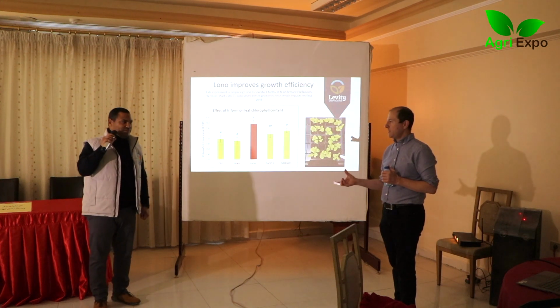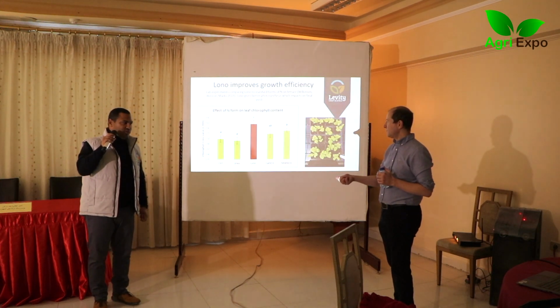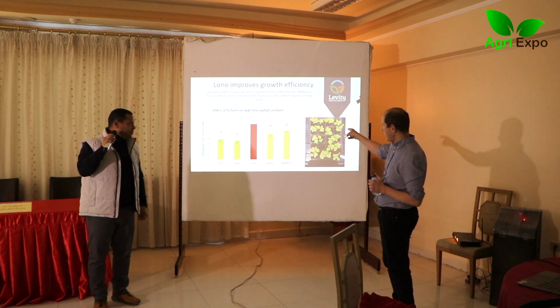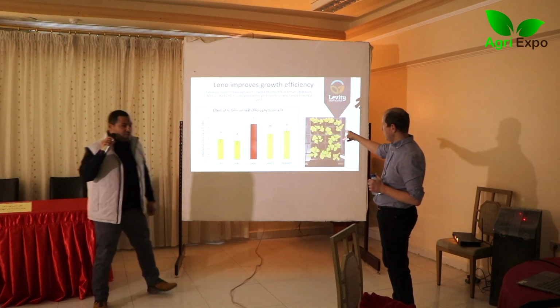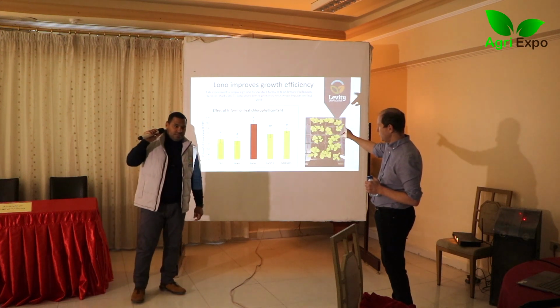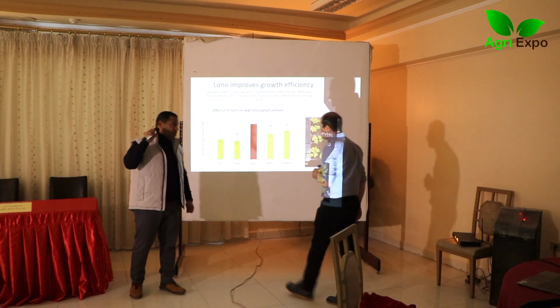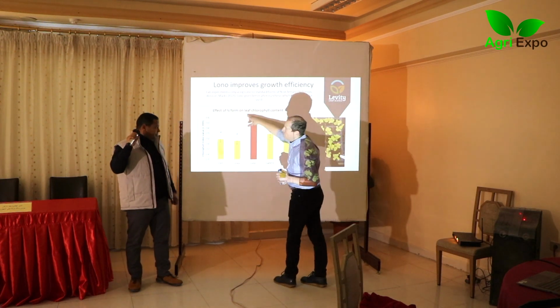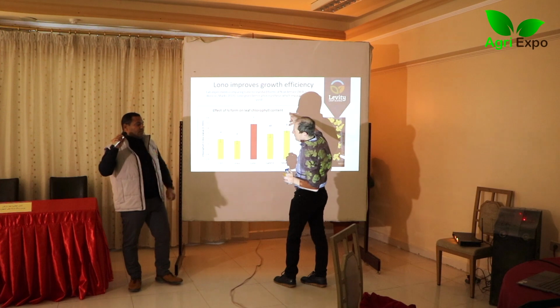Now, why are we interested in how a plant uses carbon? Because if it doesn't use it properly, it doesn't grow properly. Now, we're looking at some experiments that we did at our agricultural college that we're based at in the UK. This is chlorophyll, so it's how well the plant's photosynthesizing.